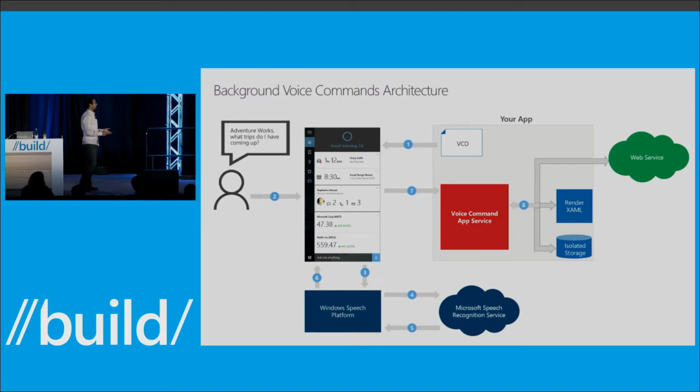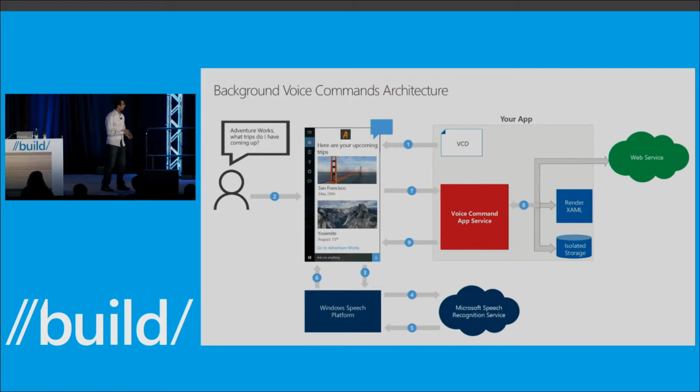So when that work is done, you hand the results back to Cortana. So in this case, we've returned a result to Cortana saying, here are your upcoming trips. You're going to San Francisco on May 29th, and so forth. Now, steps 7 through 9 can actually be repeated multiple times, as you saw in the second demo. If you need more information from the user, or if you need to give them up-to-date progress information about the fact that you're canceling the trip, you can do that loop multiple times.